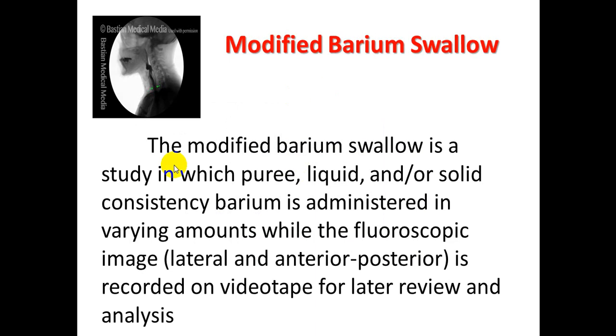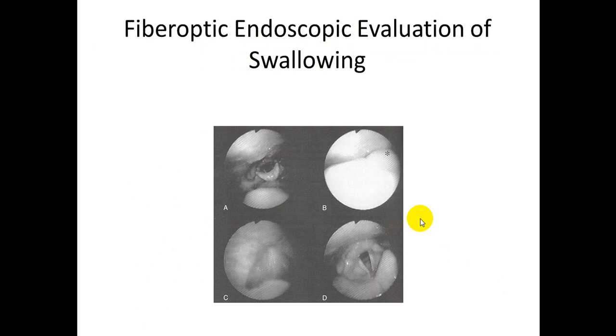Modified barium swallow. Modified barium swallow is a study in which pureed, liquid, and or solid consistency barium is administered in varying amounts, while the fluoroscopy imaging, lateral and anterior aspects, is recorded on videotape for lateral view and analysis. So here we can assess the movement of the esophagus and the bolus movement or liquid material, and you can see them. You can see this by CT or X-ray fluoroscopy. Fiber optic endoscopy for evaluation of swallowing difficulty.